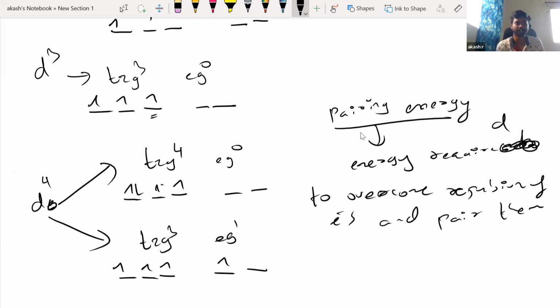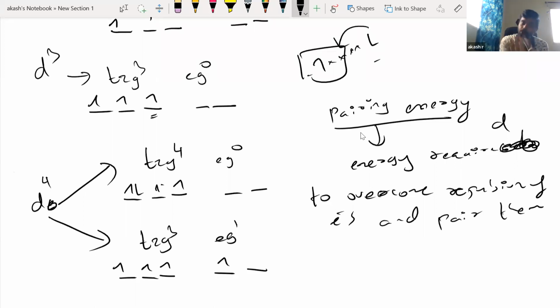For example, if I already have an electron in one box, and now I want to place one more electron, obviously these two will suffer a lot of repulsion, because both are electrons, both are negative charges. If at all I have to place them, I have to push the second electron, then only it will go and get paired.